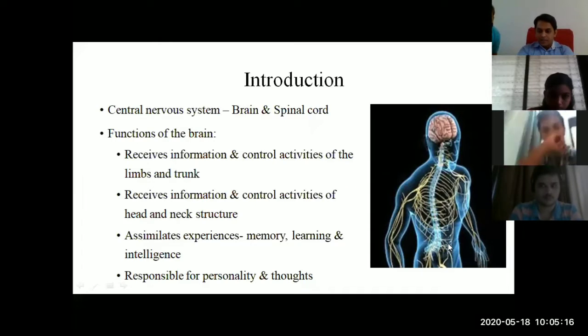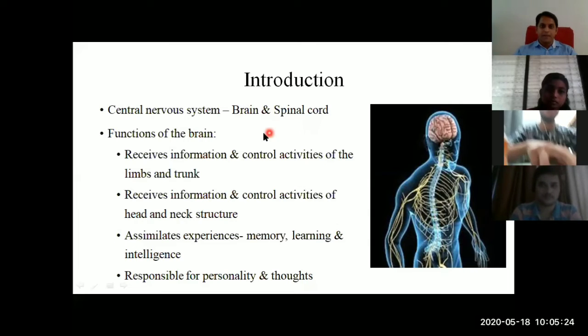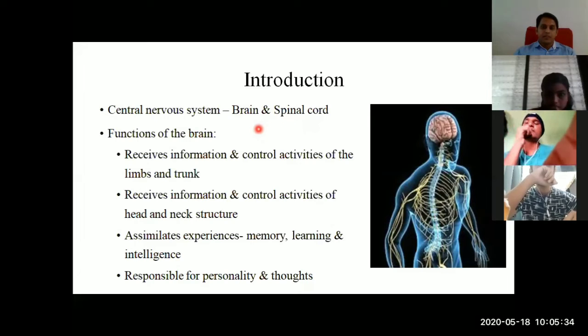Gray matter is present in the spinal cord right in the core, and the white matter is present on its periphery. While in the brain, the white matter is present right in the core, while the gray matter is present outside, just the reverse of the spinal cord, except in the region of the brain stem.